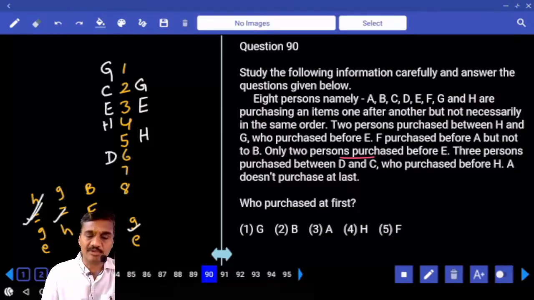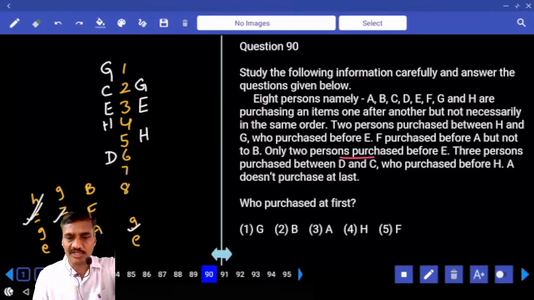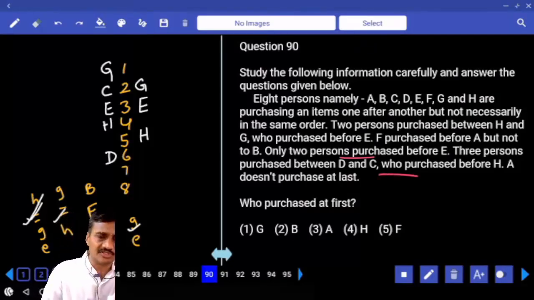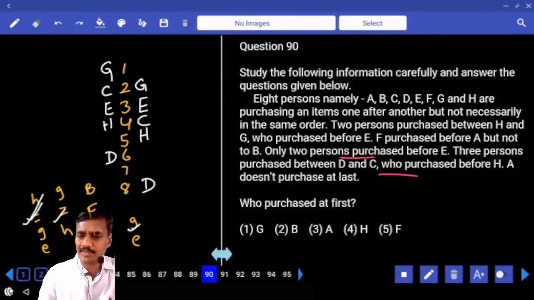Then, coming back to the next one, and 3 persons between D and C purchased before H. Now C purchased before H. Can we have C at this place? No. ఇక్కడ C ఉంటే ఏమైపోయింది? H and D must be in the same place. Not possible. Hence this is the only possibility for C. If C is here, 3 in between C and D is here. అయిపోయిందా లేదా?